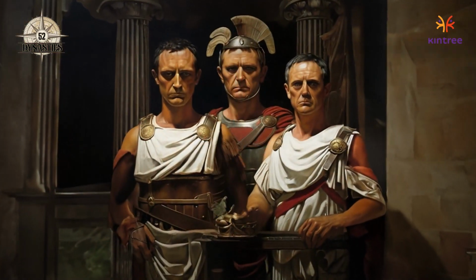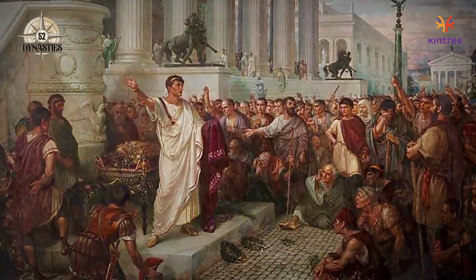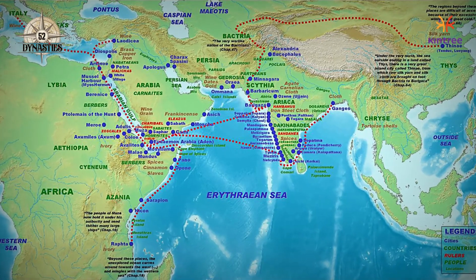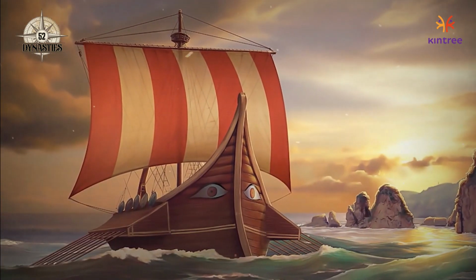Political alliances played a big role. Caesar, Pompey, and Crassus formed the first triumvirate in 60 BCE, helping Caesar consolidate power and navigate the turbulent political waters of Rome. However, power comes at a cost.